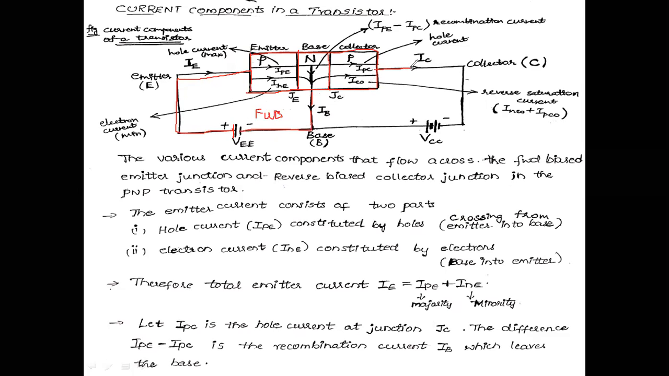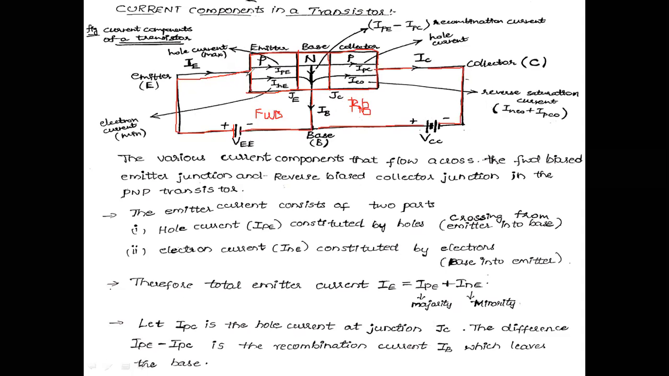Similarly, P is connected to negative, and N is connected to positive. I can treat this biasing condition as reverse biased. The first one is forward biased, and the output circuit side is in reverse bias condition. Proper biasing is done by using these voltage supplies.